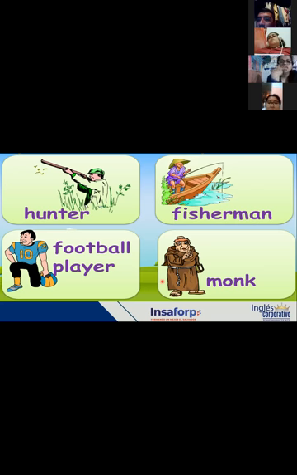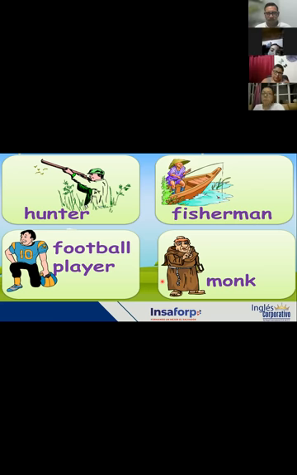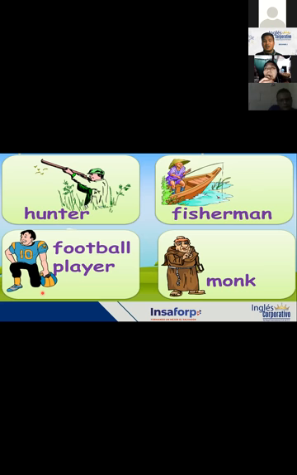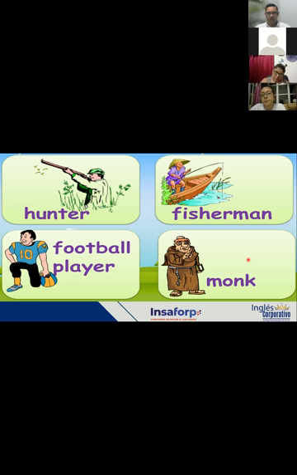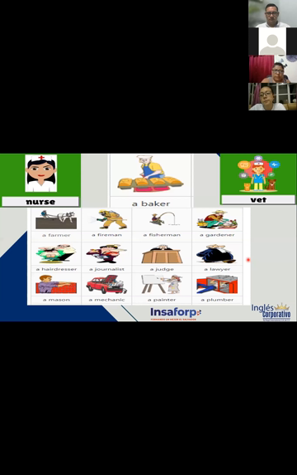What is the difference between monk and priest? Monk significa monje. And priest es como un sacerdote. Okay. Y pray, ese es el verbo. Pray. Orar. All right. So, let's move on.